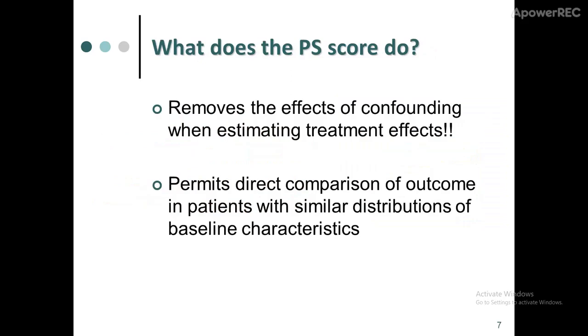When we apply the propensity score method to observational studies, it helps to remove the effect of confounding when estimating any treatment effects. Consequently, we can directly compare outcomes in patients with similar propensity scores, which in fact implies we are actually comparing outcomes in patients with similar distribution of baseline features.